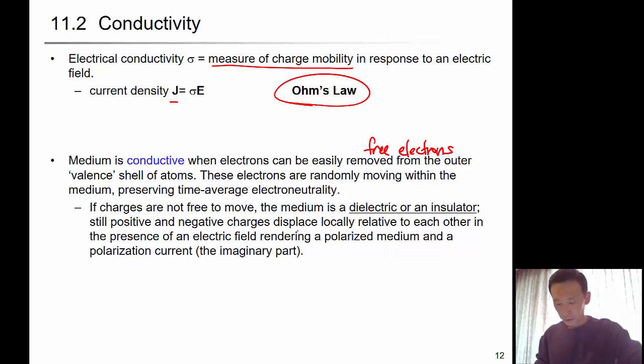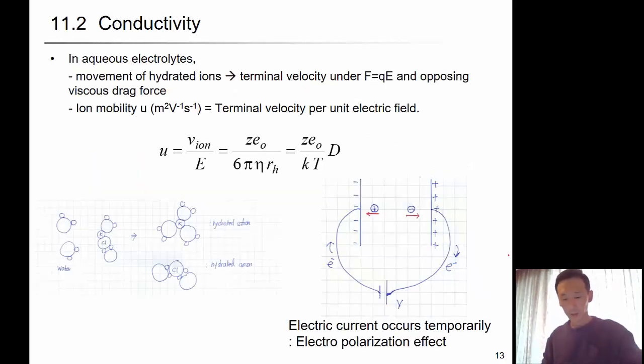Still, positive and negative charges are displaced locally relative to each other in the presence of an electric field, rendering a polarized medium and the polarization current. So this is related to the polarizability or polarization. In an aqueous electrolyte, let's say that you have a sodium chloride solution, maybe like 0.1 mole. Then you have sodium ion and chloride ion in the water.